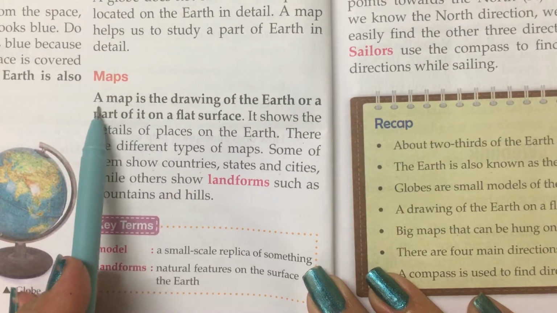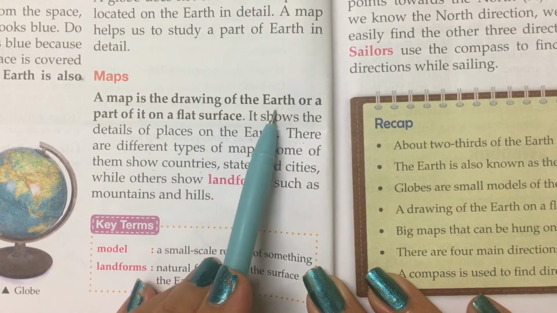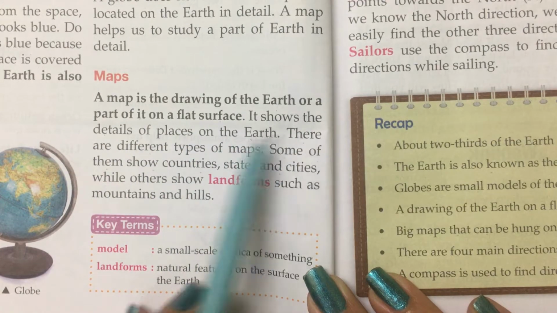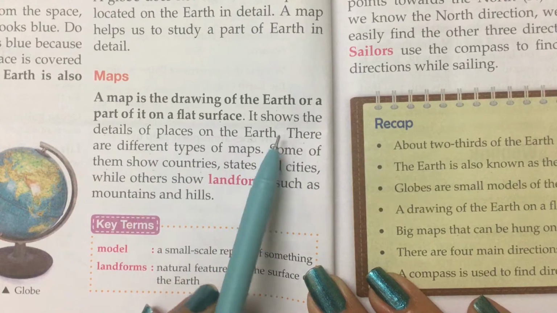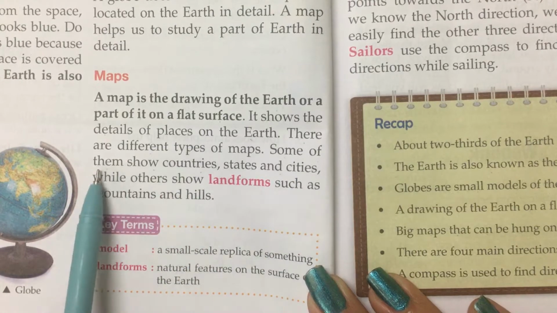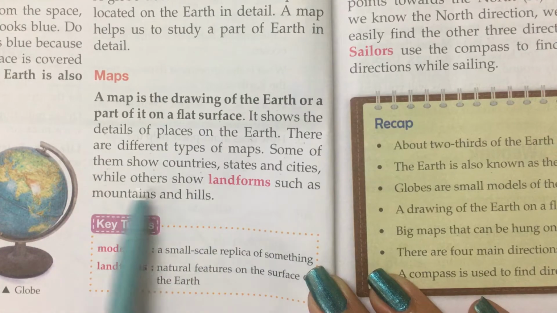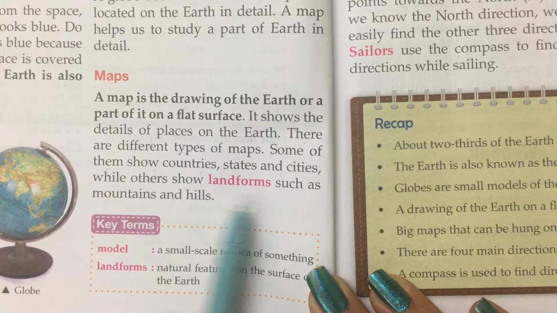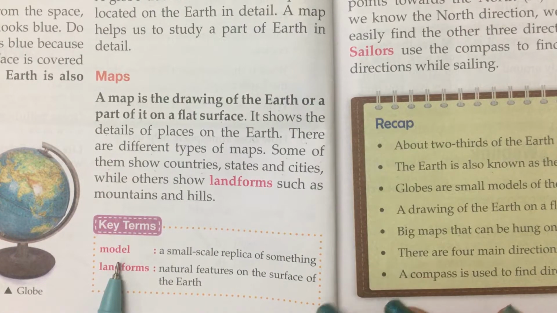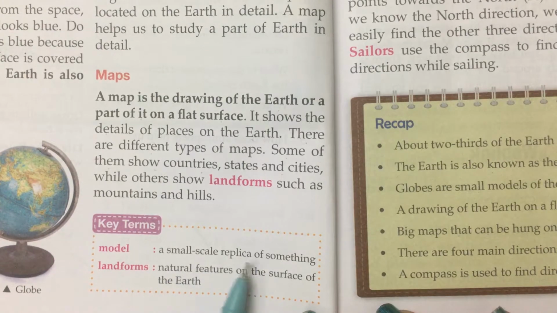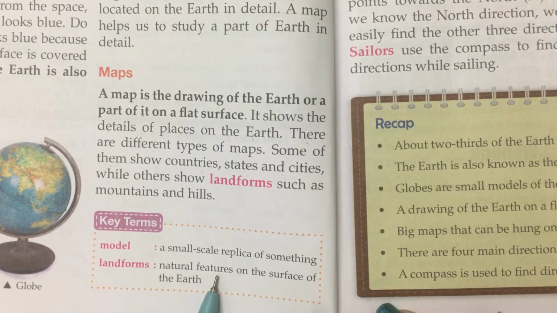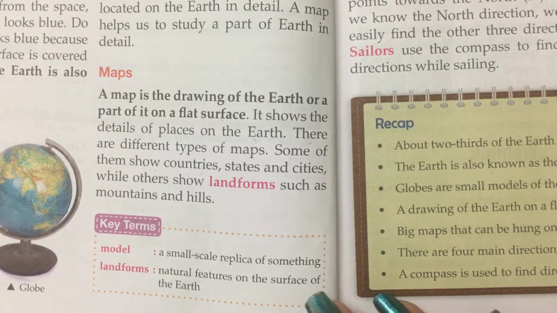Maps. A map is the drawing of the Earth or a part of it on a flat surface. It shows details of places on the Earth. There are different types of maps. Some of them show countries, states, and cities, while others show landforms such as mountains and hills. Key terms. Model means a small-scale replica of something. Landforms means natural features on the surface of the Earth.